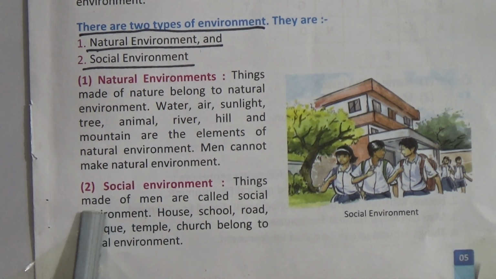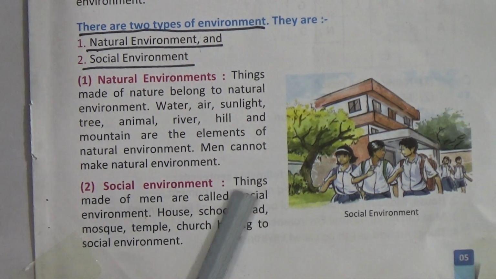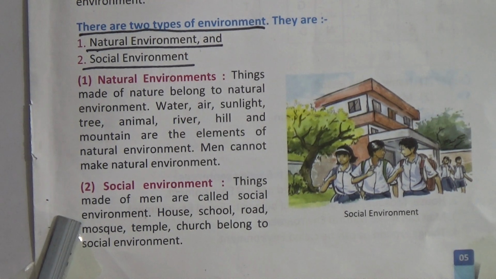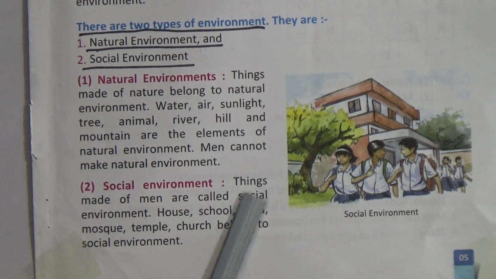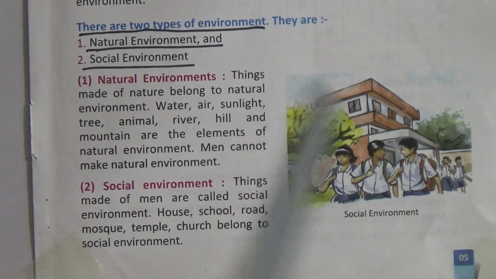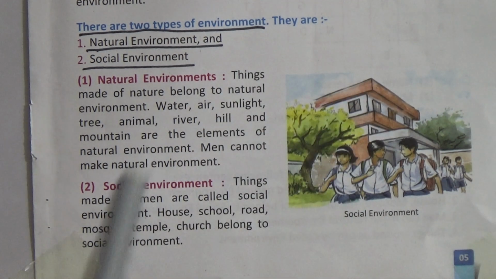On the other hand, let's go to social environment. The things made by men are called social environment. Those things human beings can create and make. People can create house, school, road, mosque, temple, church, and these belong to social environment. We can build a house, we can make a school. So school is social environment.